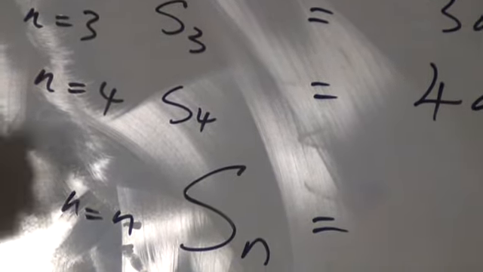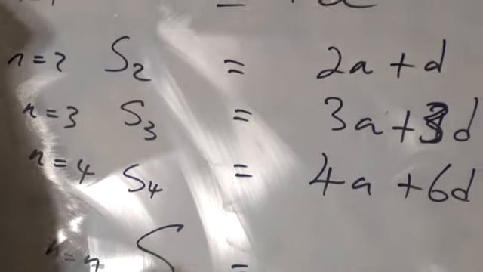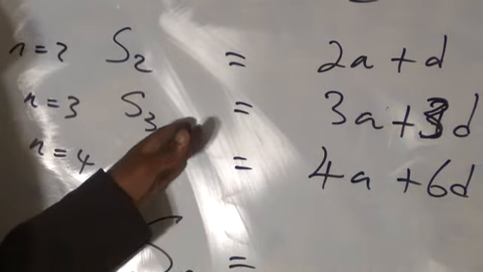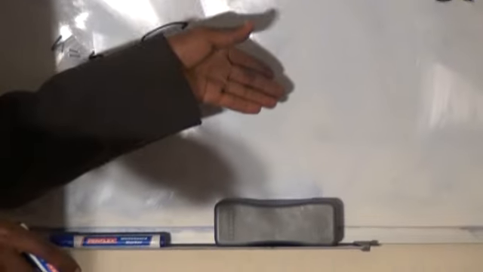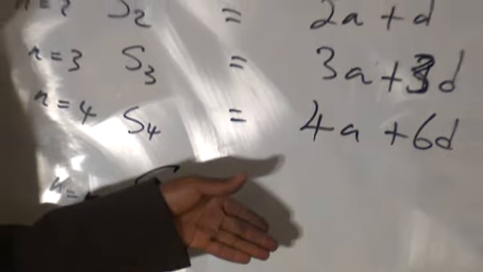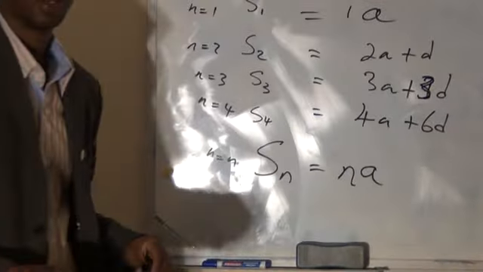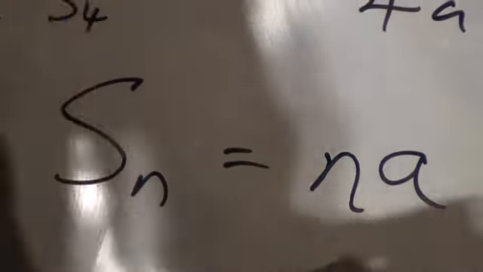So let's look carefully. S1, 1A. S2, 2A. That's just considering the A's. S3, 3A. S4, 4A. S5, 5A. S6, Sn, nA. Do you think the A's are sorted? Yes. Well, I think so too. They are sorted. But if you notice, let's look here. What is our D here? 0D.